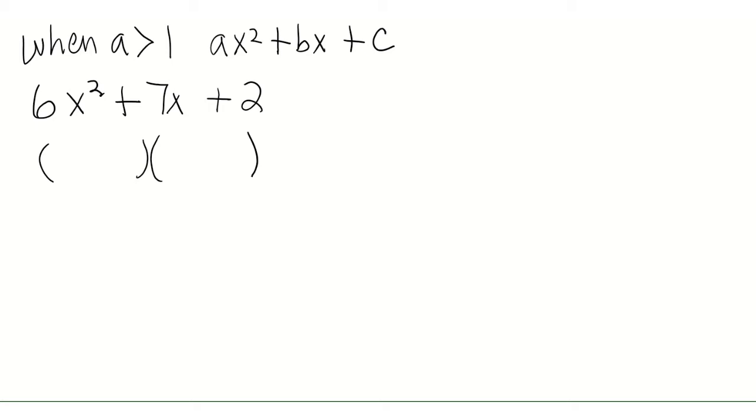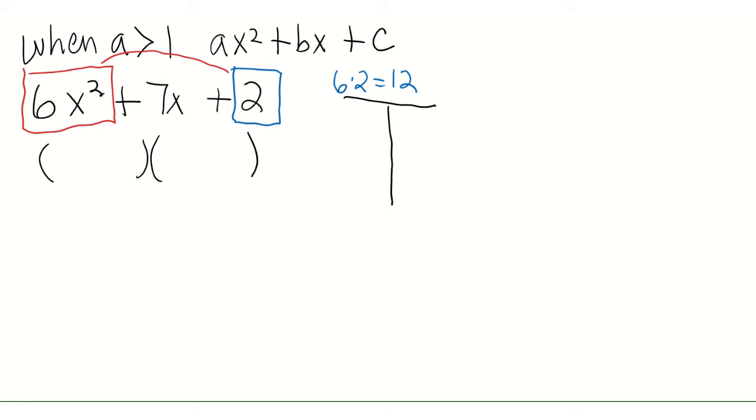So that tells me I'm going to need to multiply the coefficient of a times the coefficient of c. That's going to give me 6 times 2, which equals 12. So I'm going to find the factors of 12, and that's 1 and 12, 2 and 6, 3 and 4.